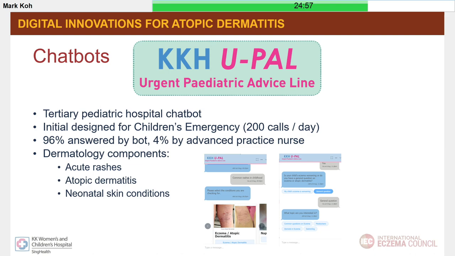We get a lot of questions like, can my child swim? Can my child use sunscreens? What foods can they eat? These are very standard questions that we get from patients, and these can basically be answered by a chatbot. So do think about it.